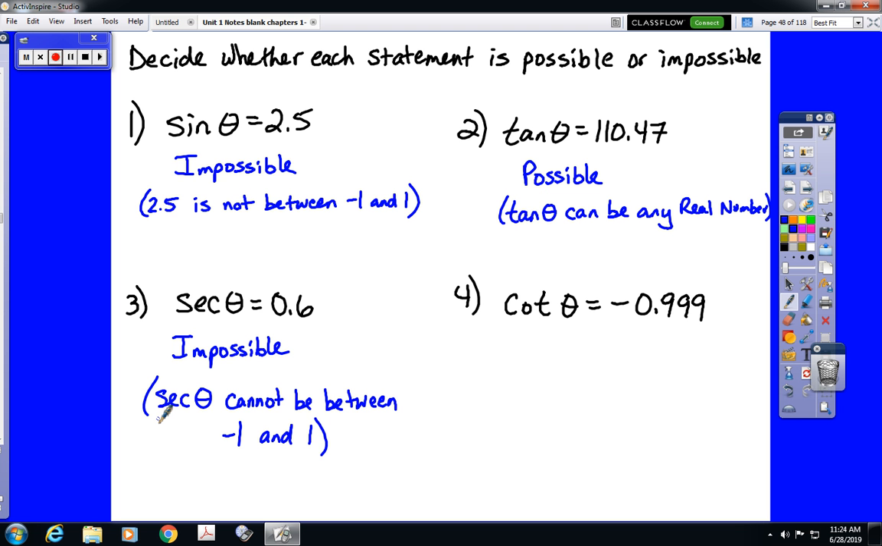Finally, on number 4, cotangent. That is, doesn't matter what that value is as long as it is a real number, because cotangent of theta can be any real number. And that's what you have to be able to do with this information at this point. That wraps it up for this video. We are going to do, I believe, 2 more videos in this section, so on to video number 4.